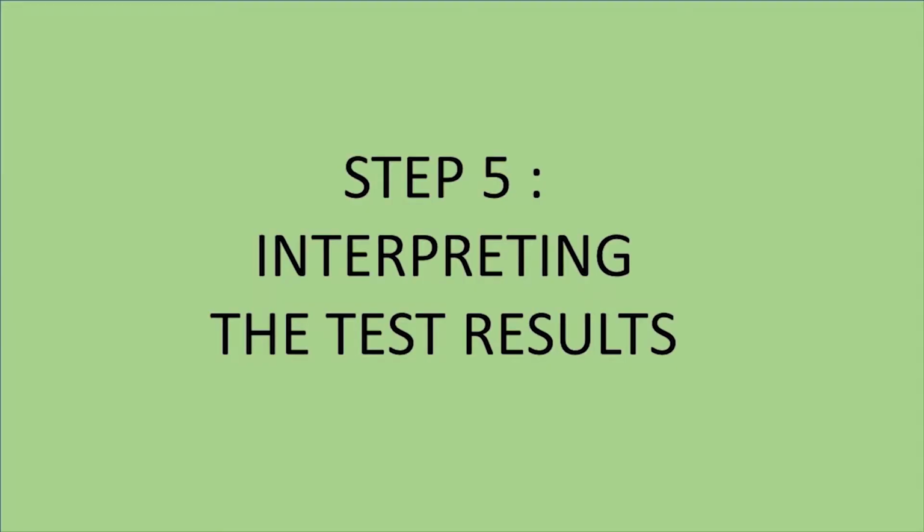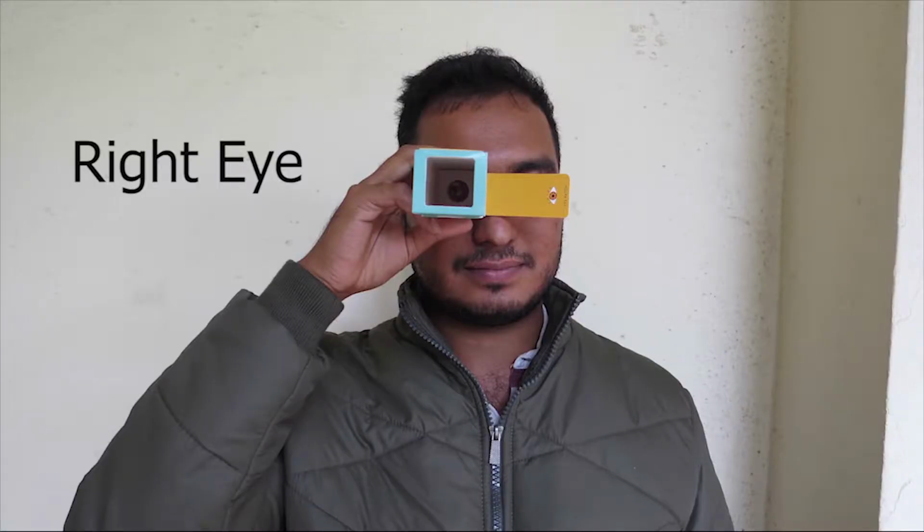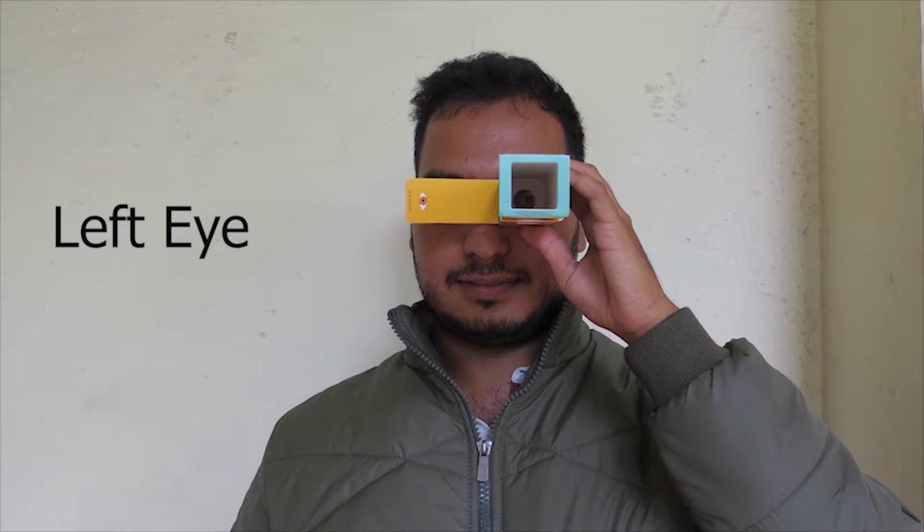Step 5. Interpreting the test results. You have to use the Foropter thrice for each eye and you have to note them down 3 times.